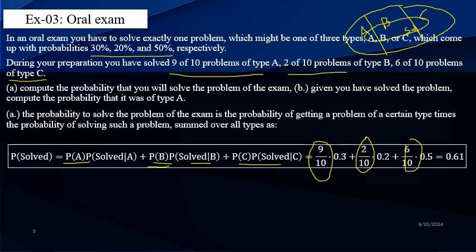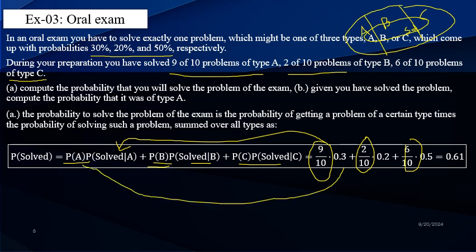This one is actually conditional probability, and the order is a little changed here. Probability of A is 30%, meaning 0.3, and 20% is 0.2. That computation you know. Simplify all these and you get total probability 0.61. This is the total probability of solve. Now, once you have computed the total probability of solve, you have to compute the probability that it is of type A, probability of A given solve.